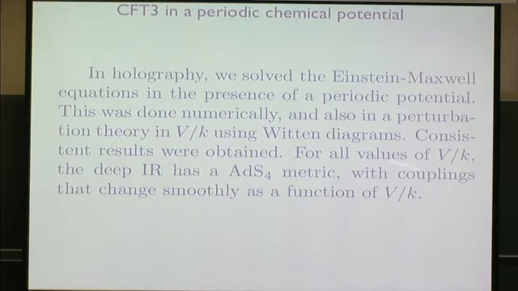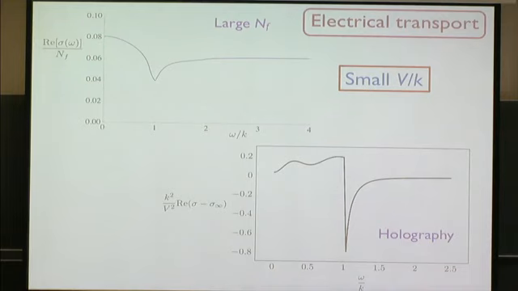For all values of V over K, the deep IR is just a CFT. We don't see any evidence of any phase transitions, and everything changes smoothly as a function of V over K. Then you can go ahead and compute the conductivity and compare with the field theory.